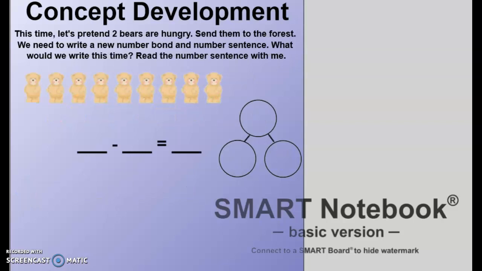All right, so here we go. Now this time we're going to pretend 2 bears are hungry and they're going to head to the forest. So we're going to make them head to the forest. They're going to walk over here. I want you to pause me, and I want you to fill in that number bond really quick. We've been doing number bonds for a little while now. So go ahead and fill in the number bonds, and then we'll work together through the number sentence.